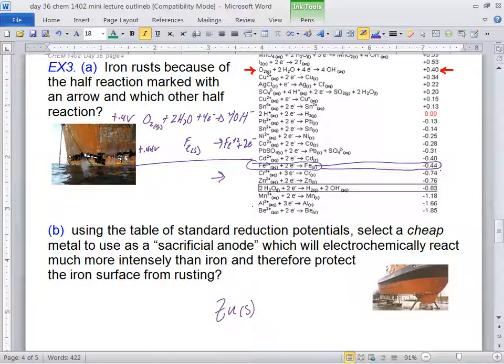And it's more spontaneous, positive 0.76. So heck, what would happen? This isn't going to happen if you have zinc. The zinc solid would go. It's going to react much more aggressively with a positive 0.76. Okay? It takes over big time.